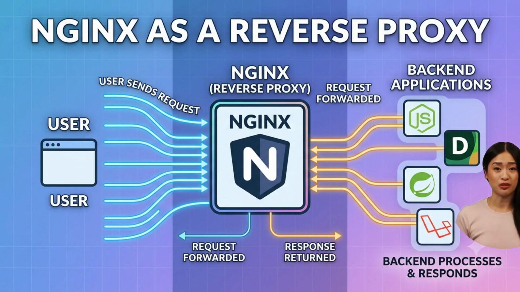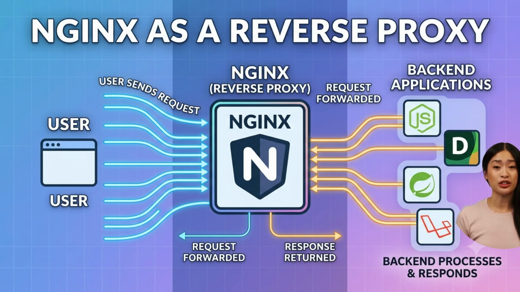2. Nginx as a reverse proxy. Now imagine your website is built using Node.js, Django, Spring Boot, or Laravel. These applications don't usually face the internet directly. Instead, Nginx sits in front of them. Here's what happens. A user sends a request to your website. The request reaches Nginx first, not your application. Nginx then forwards the request to your backend application.